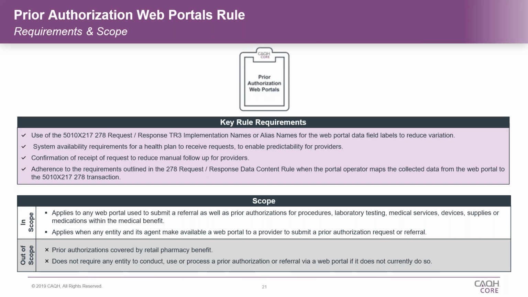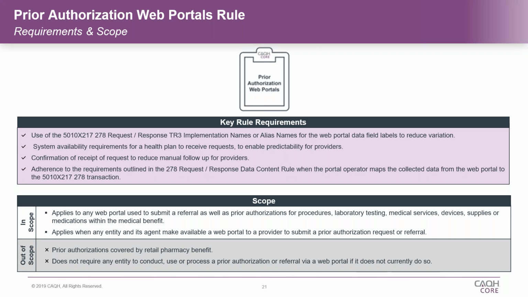Specific rule requirements include use of the X12 5010 278 request response TR3 implementation names or alias names for the web portal data field labels to reduce variation, system availability requirements for a health plan to receive requests to enable predictability for providers, confirmation of receipt of request to reduce manual follow-up for providers, and adherence to the requirements outlined in the 278 request response data content rule when the portal operator maps the collected data from the web portal to the X12 5010 278 transactions.